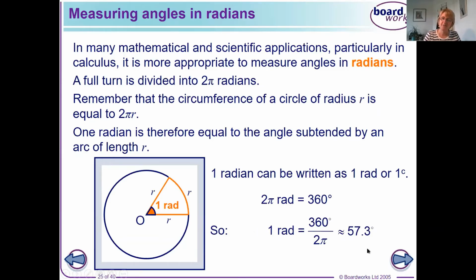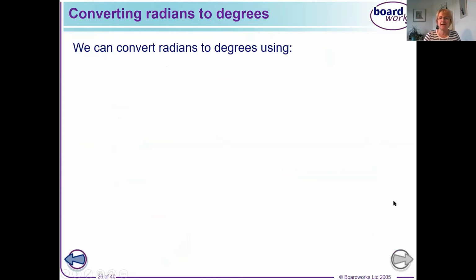That figure there, 57.3, you don't particularly have to remember it. It's more useful to remember that 1 radian is just a little bit less than 60 degrees, as you can see in this diagram here. Well, let's have a go at actually converting.